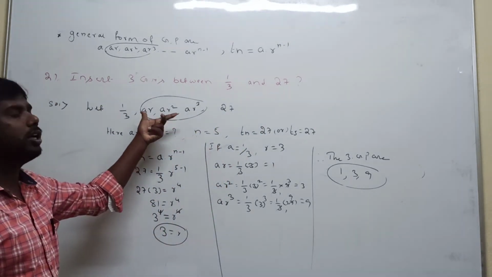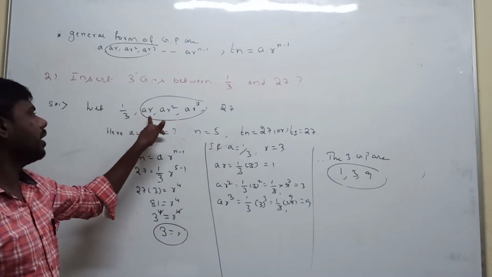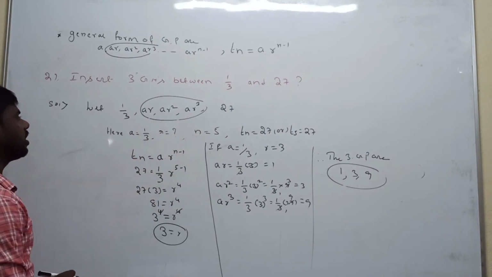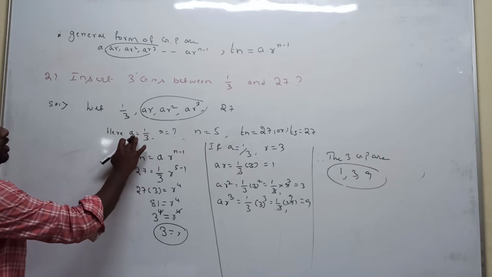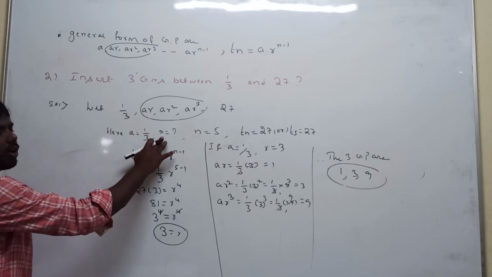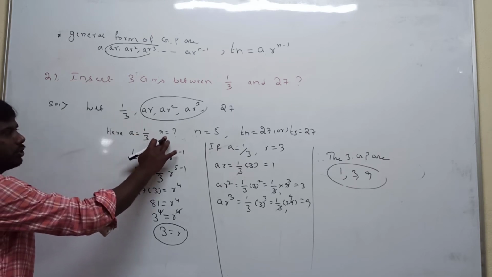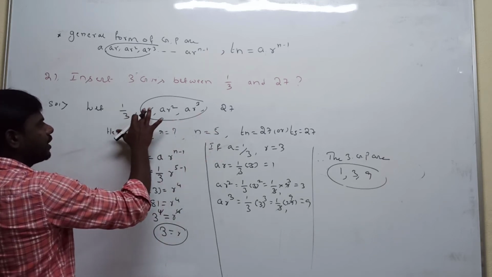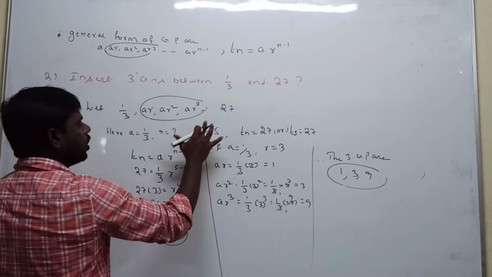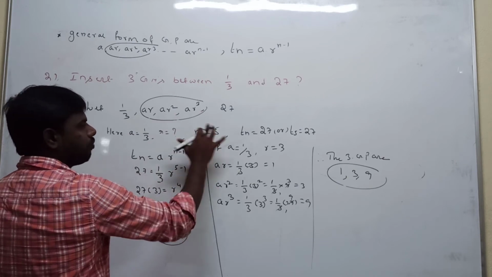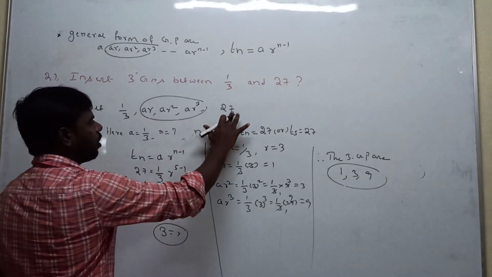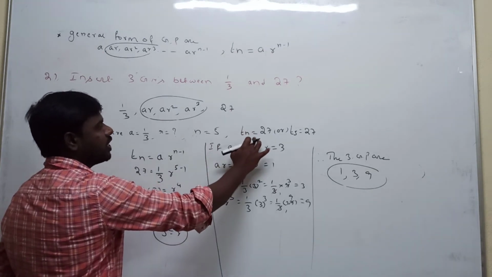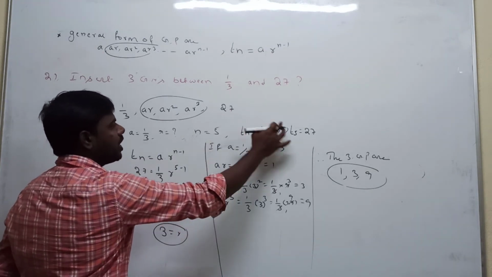So we are inserting 3 geometric mean elements: ar, ar squared, ar cubed. In the given sequence the first element is called a, so a is equal to 1/3. The r value we don't know, that's why we are calculating r. n is equal to 5. How many numbers will be in the sequence? 1, 2, 3, 4, 5. So the total number of elements is 5. Next, this is called the last term. What is the value of the last term? 27. That's why the nth term value is 27, or else the fifth term value is 27.